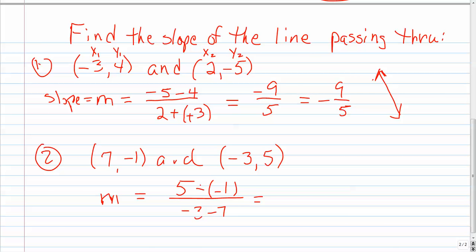So again, minus a negative changes to plus a positive. So that's going to be 5 plus 1, which is 6. And then -3 minus 7 is a -10. And this will reduce. So this will be a -3 over 5. And again, it's a negative slope, so the line would be falling from left to right.